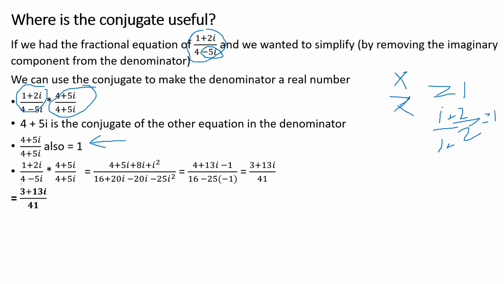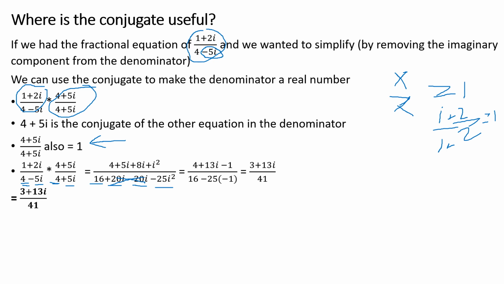We do FOIL. 4 times 4 is 16. That's the first. Then do the outside: 4 times 5i is 20i. Then do the inside: negative 5i times 4 is minus 20i. And then negative 5i times 5i is minus 25i squared. What's interesting is these two cancel out. This is the perfect square trinomial. That's really what happens when we multiply the conjugate by its original complex number.